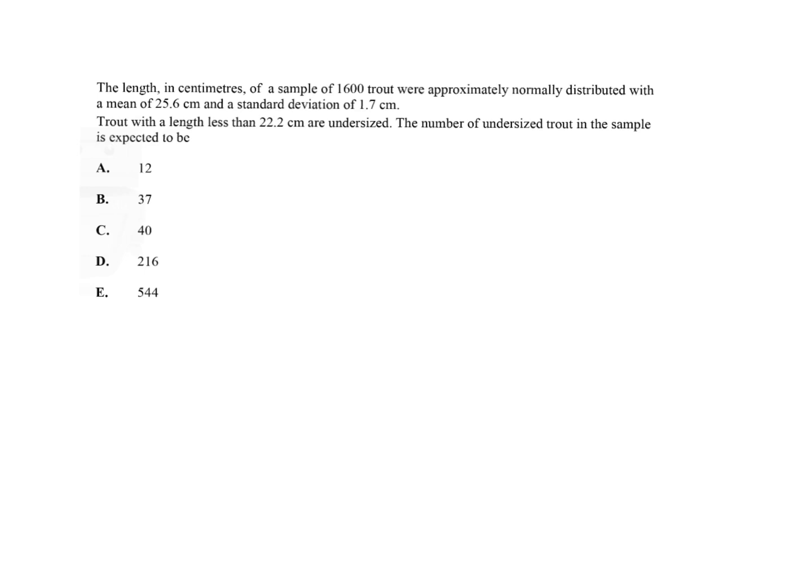Okay, the length in centimetres of a sample of 16,000 trout were approximately normally distributed. So I know I can use a rule, and here they give the mean and a standard deviation of 1.7. The trout with a length less than 22.2 are undersized. Find the number of undersized trout in the sample. So just quickly drawing it up, I'm going to find out where that 22.2 lies in terms of the mean and standard deviation.